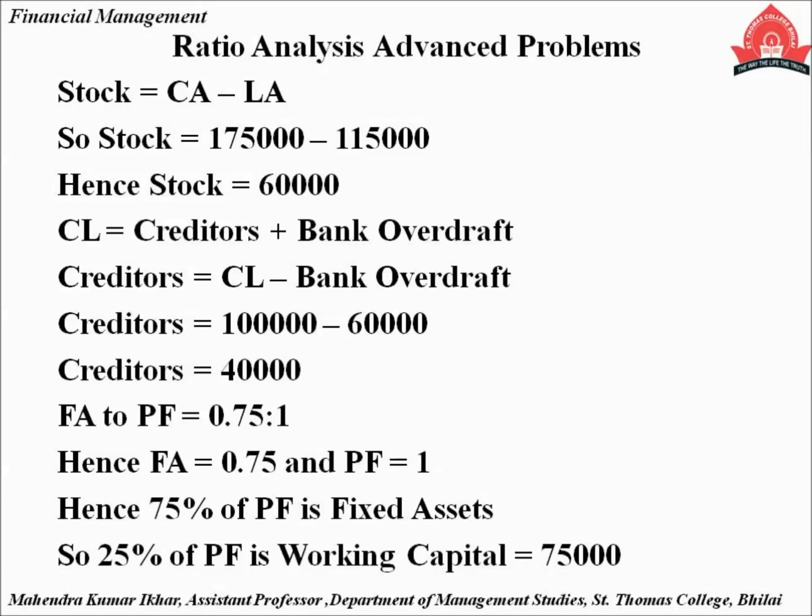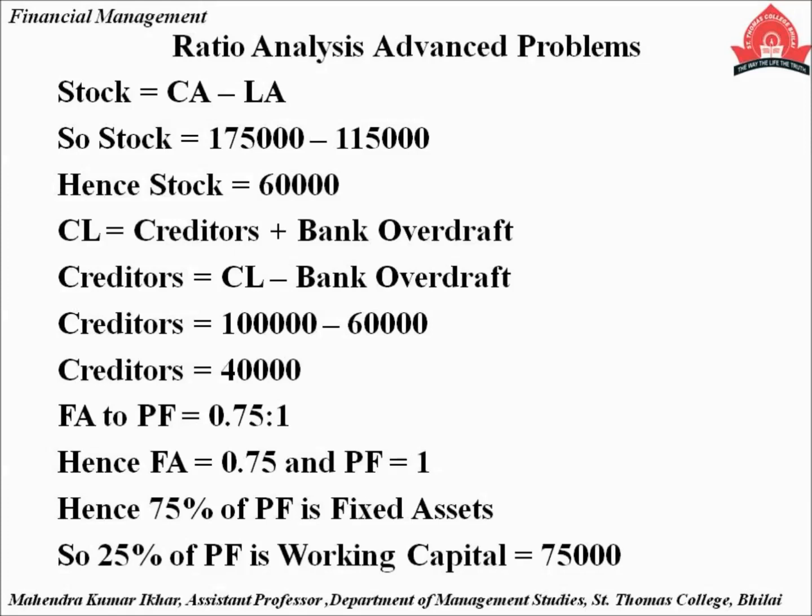Now as per the question, current liabilities equal creditors plus bank overdraft. In the question we have the value of current liabilities and bank overdraft. So we get creditors equals current liabilities minus bank overdraft, that is 1 lakh minus 60,000. Creditors equal 40,000. Moving ahead to the last ratio, fixed assets to proprietary fund equals 0.75 is to 1.